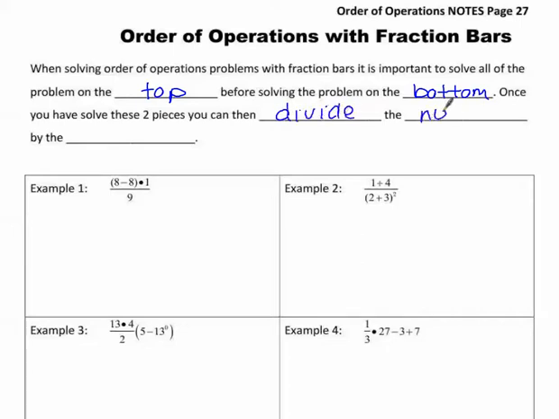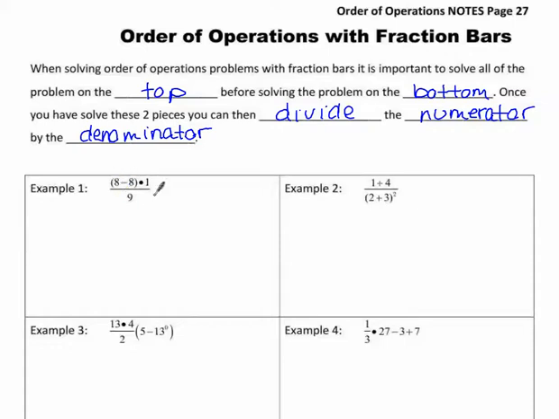the numerator by the denominator. So let's do some examples and see what I mean by that. If we look at the first example, we have a fraction here because we have a fraction bar, and we're going to solve all of the top and then we're going to use the bottom. So there's two options for doing this.